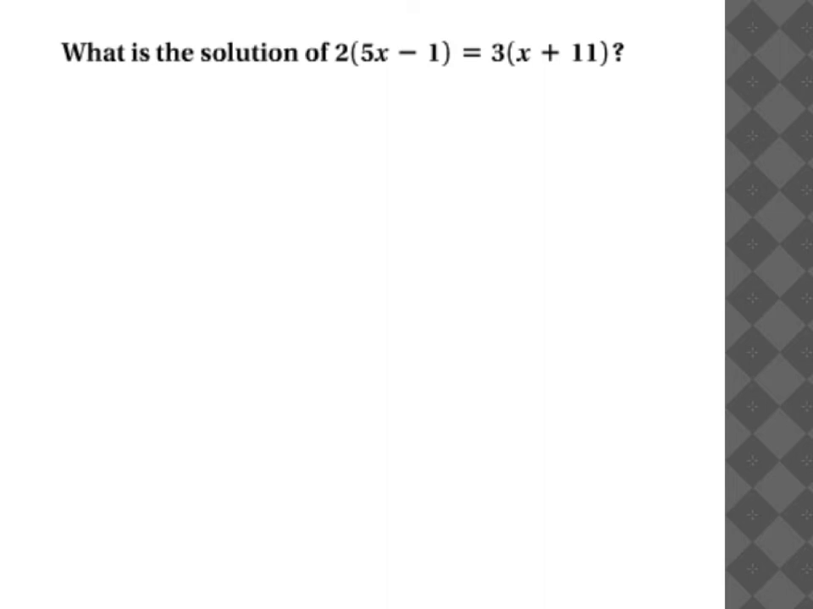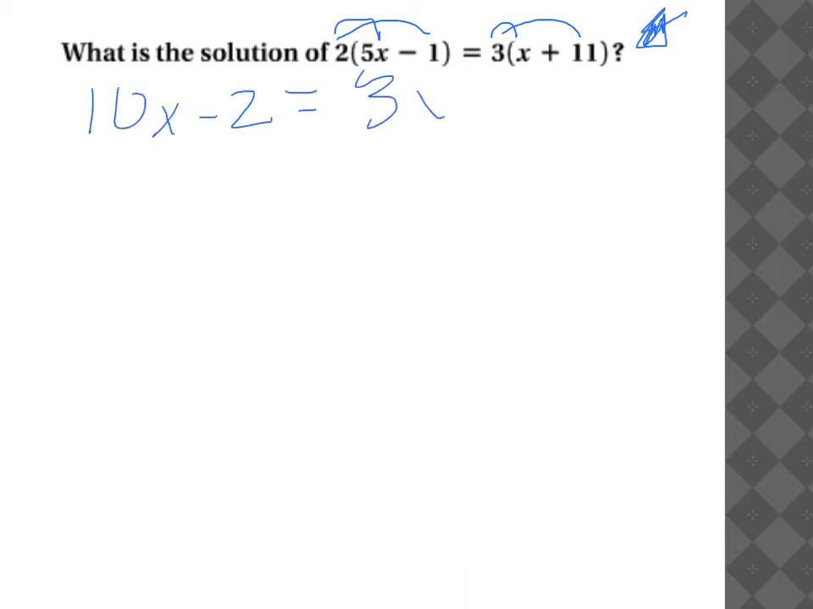Again, make sure you write this problem down in your notebook so when I look at your notes, I can clearly see it and solve it with me. First thing you want to do is simplify. So first thing I do is distribute the 2 and 3 in. So we would have 10x minus 2 is equal to 3x plus 33.